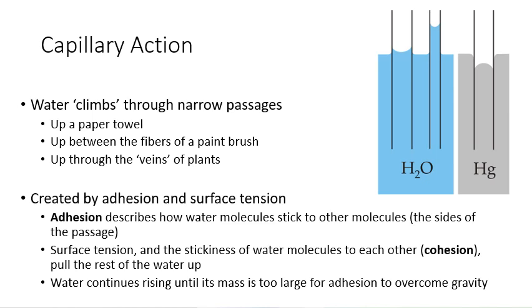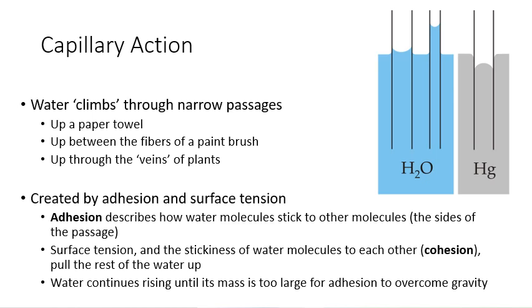So we've probably all had the experience of dipping a little corner of a paper towel into water, and you can watch the water climb up into the rest of the paper towel. That is actually capillary action. You have a lot of tiny passageways through that paper towel, and the water is climbing up them. Also, if you dip a paintbrush into paint, water will actually climb up between the fibers of the paintbrush if you're using a water-based paint. And of course, in plant veins, they are just little passages that water is climbing up to get from the roots of the plant to the leaves.